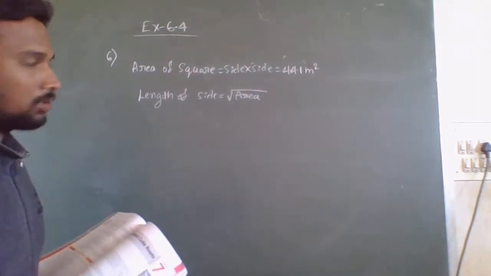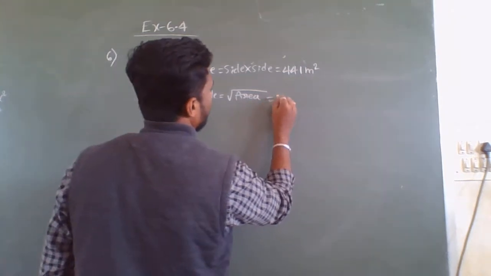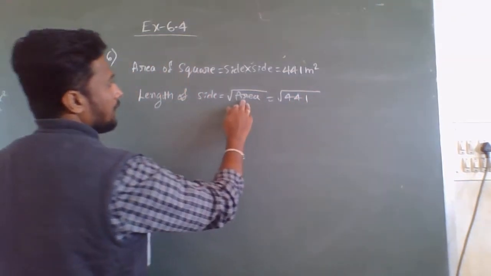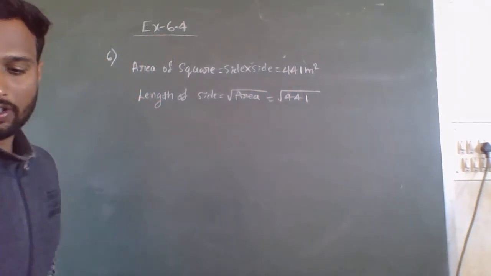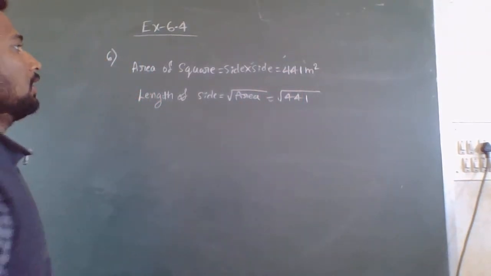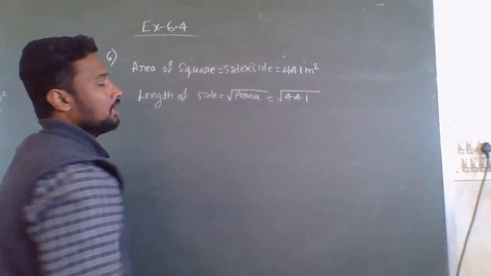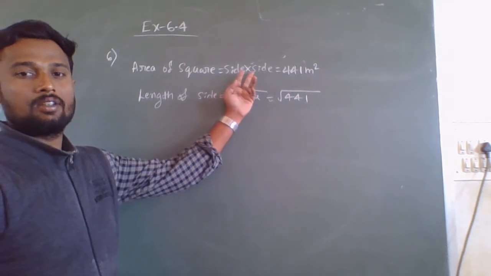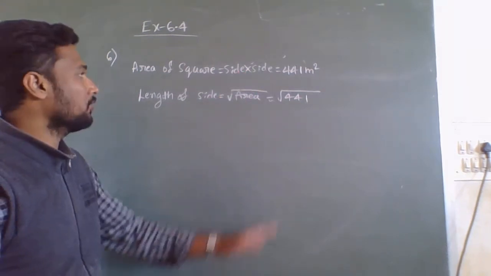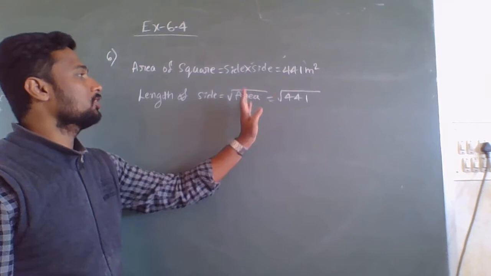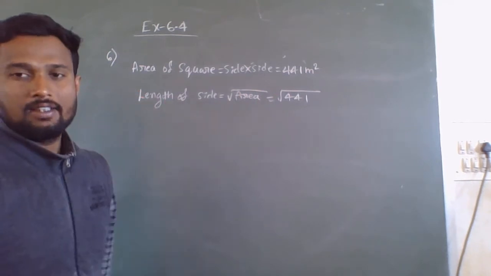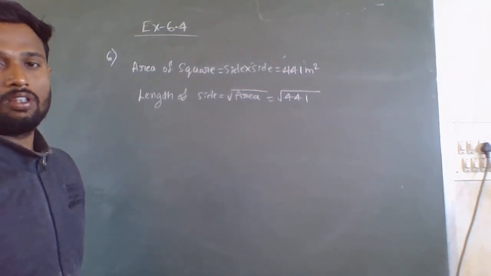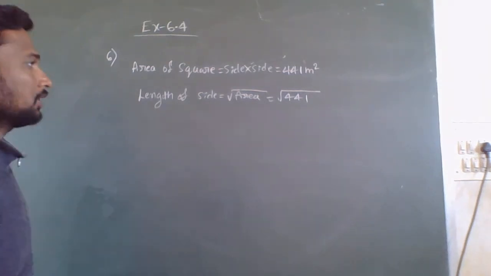So here, length of a side is equal to square root of area, means square root of 441, because area is given as 441 meter square, and this area is nothing but side into side, multiplying the side two times. Therefore, square root of this area should be equal to the length of a side. So we will calculate the square root of 441 by using division method.